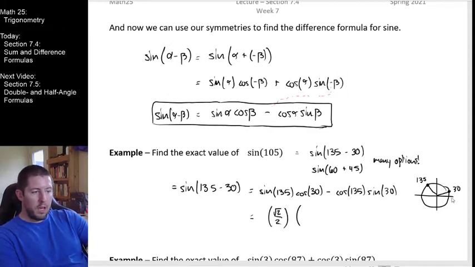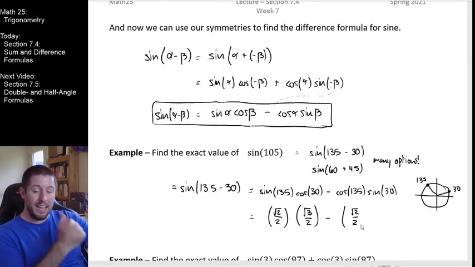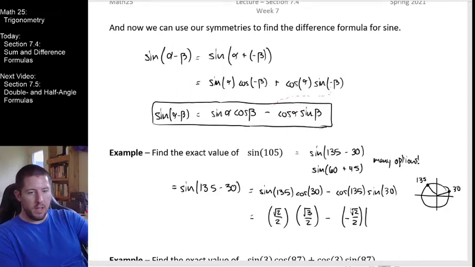Cosine of 30. Cosine is the longer of the two lengths. The x value is the longer of the two lengths over here. So I'm going to get my larger of my two options. So that's a root 3 over 2. Minus cosine of 135. I know that that's going to be a root 2 over 2. I ask myself, is it positive or negative? Well, that one went to the left, so that's a negative x value right there. And sine of 30 degrees, that's the smaller of the two heights. The y value is the shorter of the two lengths right there. So I'll get my shorter of my two options, 1/2 instead of root 3 over 2.